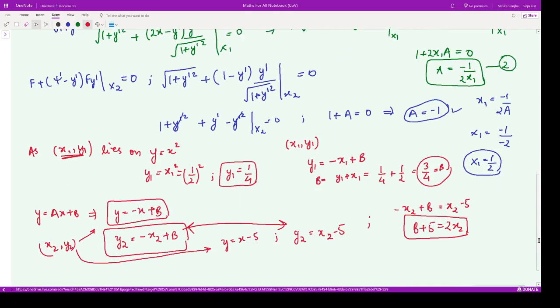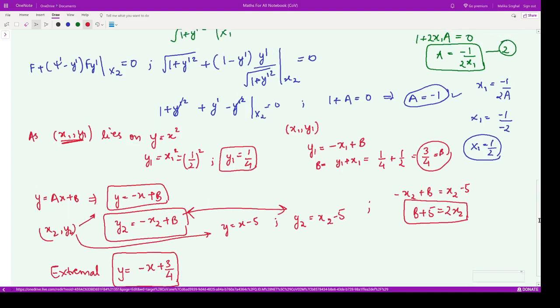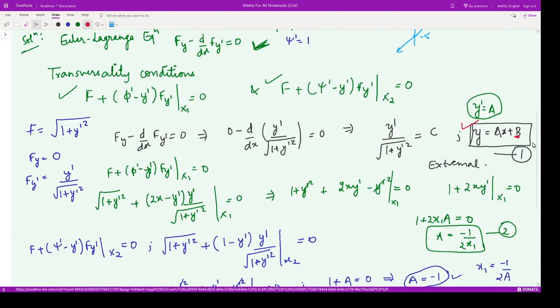So from here what we get is our extremal as y is equal to minus x plus 3 by 4. This is our extremal. So let us see our options.